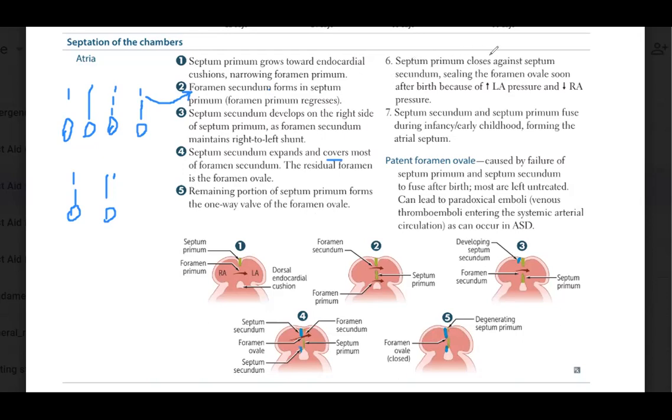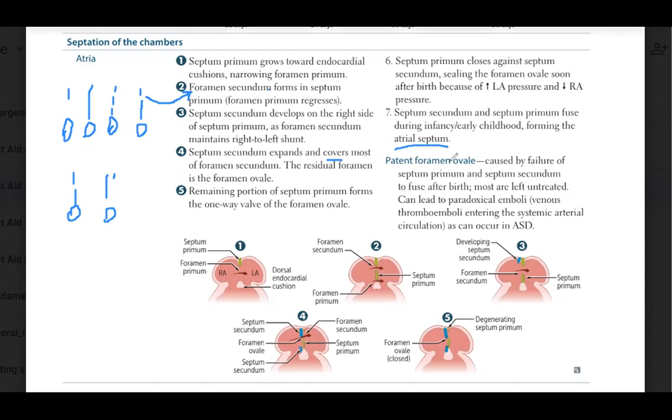So septum primum closes against septum secundum, sealing the foramen ovale soon afterward because of increased left atrium pressure and decreased right atrium pressure. That is what I told you. And then septum secundum and septum primum fuse during infancy or early childhood, forming the atrial septum. So the complete atrial septum is formed during infancy or early childhood in some cases.